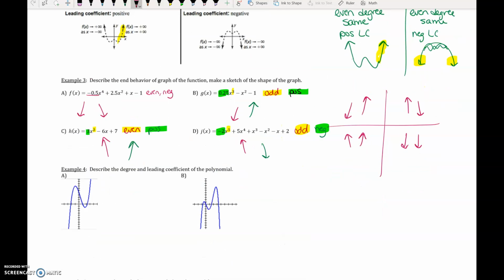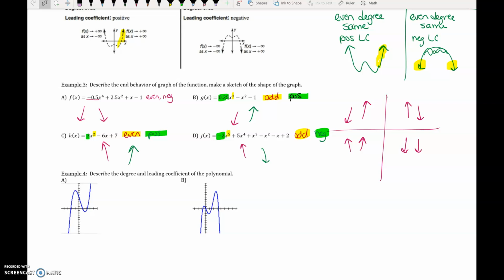And here's the one that you're going to see on your assignment, because example 3 on your assignment was weird, so I skipped those. You are going to have problems like example 4 on your assignment. Describe the degree and the leading coefficient of the polynomial. The reason that we cover this is that you can match a graph to a function sometimes only by this information. So this, I see that the right side points up, so I know that it has a positive leading coefficient. I see that the left side points in the opposite direction. That means it's an odd degree.